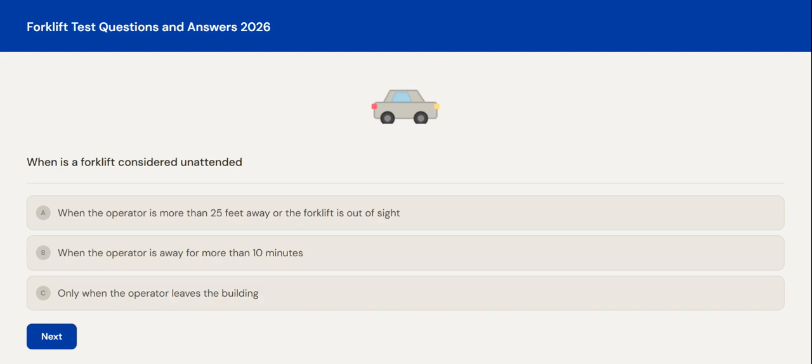Let's continue. When is a forklift considered unattended? When the operator is more than 25 feet away, or the forklift is out of sight. 25 feet is not far. If you're stepping away even briefly, follow the full parking procedure. The distance threshold comes fast.